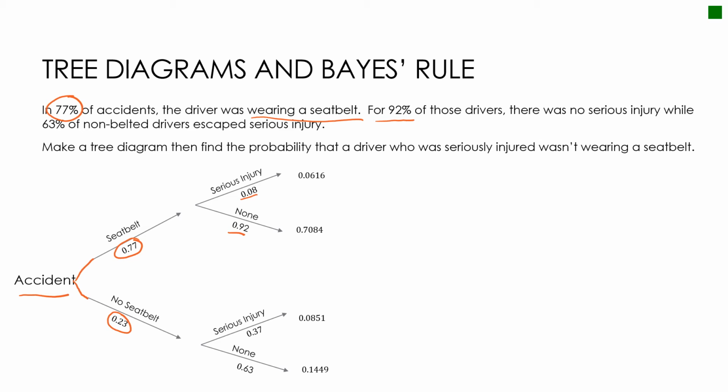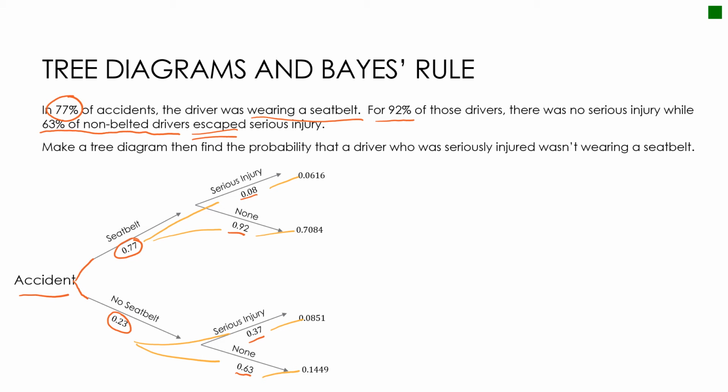And then for non-belted drivers, 63% of drivers escaped serious injury, so 63% did not have serious injury. 1 minus 0.63, which is 0.37, did. Just as before, I then do my multiplication to find my solutions, and these are the numbers that are going to help me answer the question.